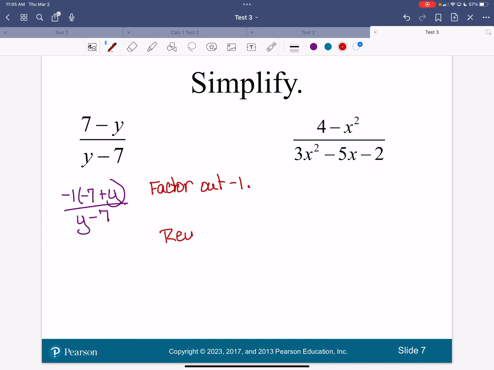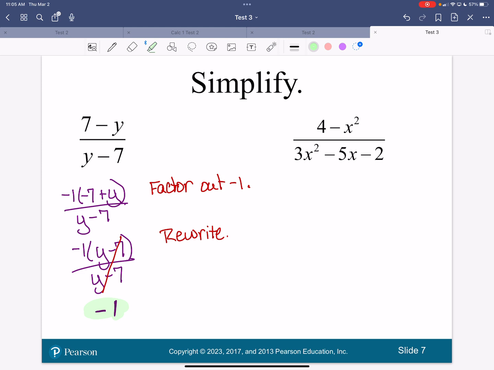Now, I'm going to do a rewrite. Don't skip steps here. Do not skip steps. So in my rewrite, I'm going to keep my negative 1. But what I'm going to do is I'm going to rewrite this as y minus 7. Okay? That's what I mean by a rewrite. I'm rewriting that as y minus 7. And then, do I have something on the top and the bottom that I can cancel out? What is it? Good. And so my answer to this is negative 1. Negative 1 is my final answer to this right here.